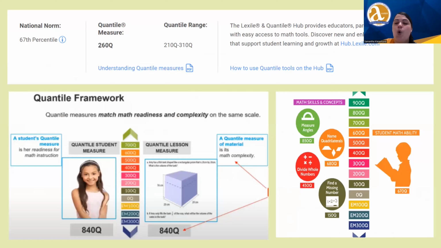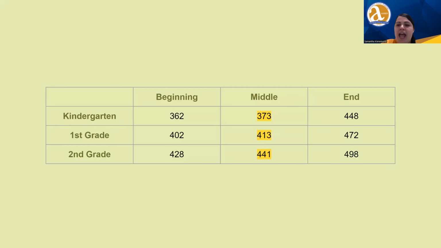Here you'll see something called a quantile level, and that's the equivalent to the Lexile level, but for math. It lets you know, based on your student's score, what math abilities they can produce independently. And here is that typical growth for math, so that beginning, middle, and end for our math scores. So again, take a minute to pause this video, take a look at where your student is and where they're projected to be.